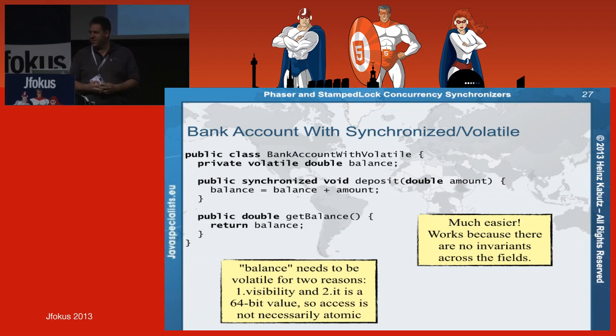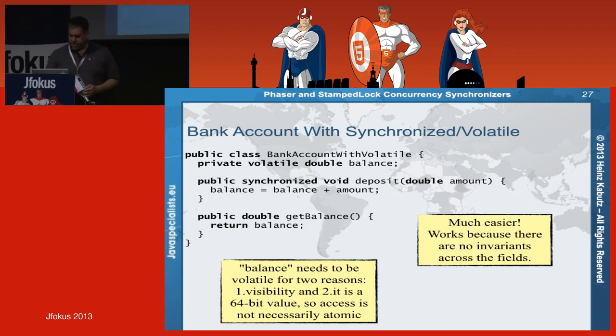So whenever you've got two fields which are somehow related within the same object, you need to update them at the same time. And this is why you need to have this ability of a stamped lock. And it's something which we weren't able to do in the past.